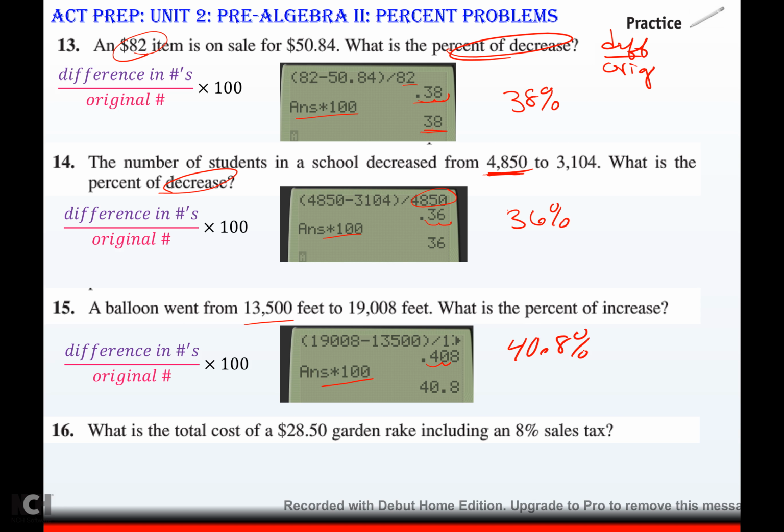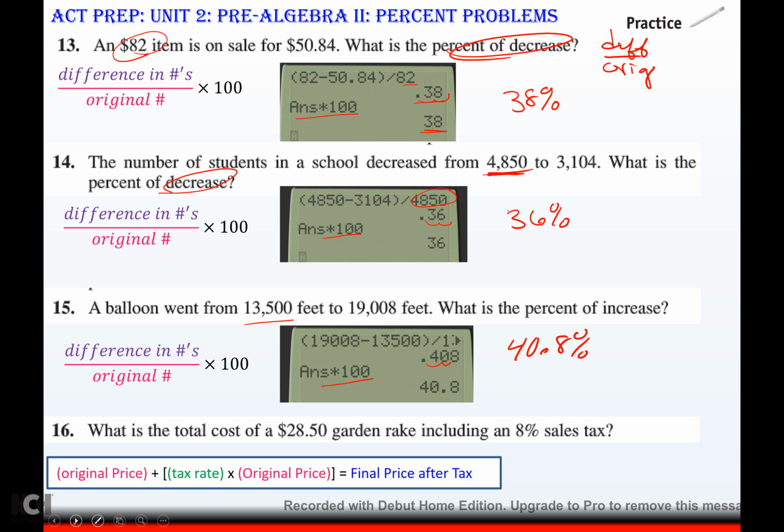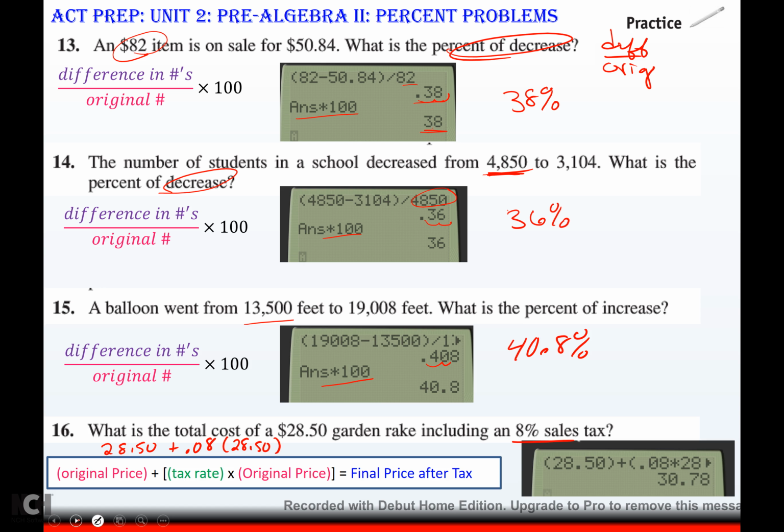16. What is the total cost of a $28.50 garden rake, including an 8% sales tax? My formula is the original price plus the tax rate times the original price. So my original price was $28.50 plus my sales tax is 8%, which as a decimal is 0.08, times the original price, which is $28.50. So if I type that in, I get 30.78. So it's going to cost $30.78.